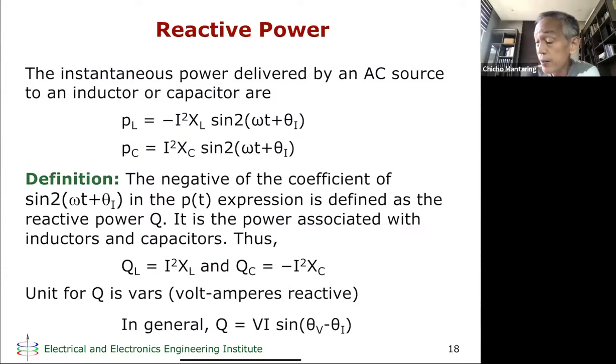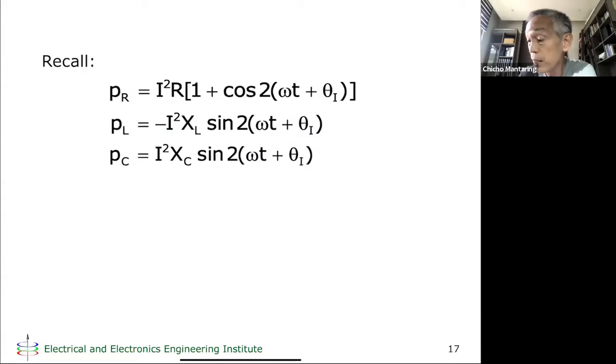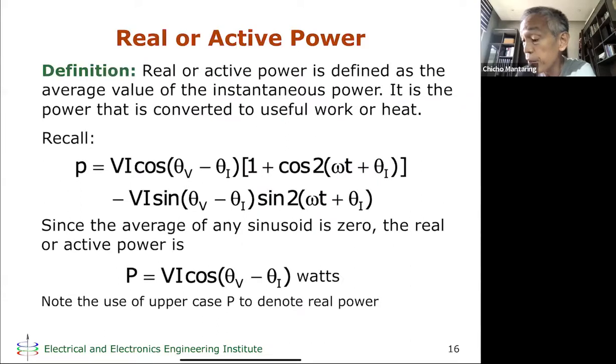In general, your reactive power is VI sine(theta V minus theta I). This is for a general network. Again, that comes from this expression. So this is your power attributed to inductances and capacitances. The coefficient of that is VI sine(theta V minus theta I). So the negative of this term is your reactive power.